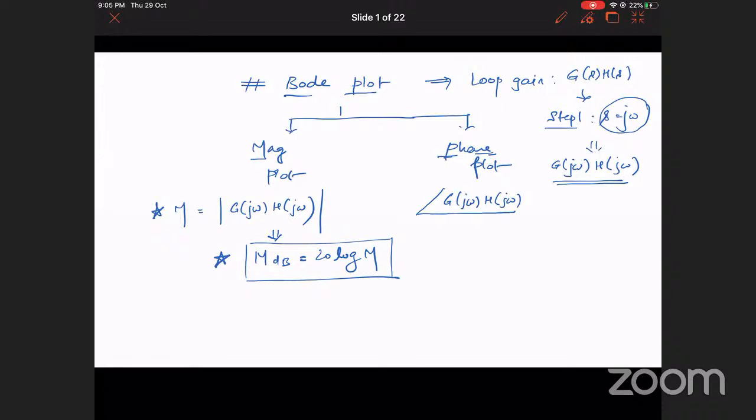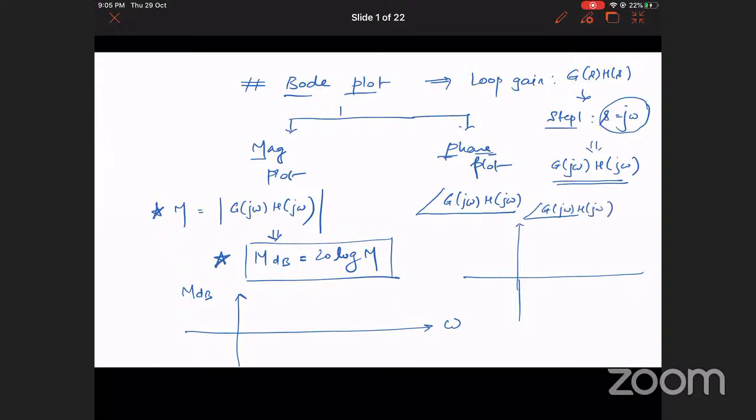Once I have that, on the y-axis I'll have M in dB, and on the x-axis we have omega. On this axis we plot what is called the magnitude plot. Next, for the phase plot, the angle is by default in degrees. So the angle of G(j omega) H(j omega) I take on the y-axis as it is, and on the x-axis I have omega. I hope everybody is understanding that.